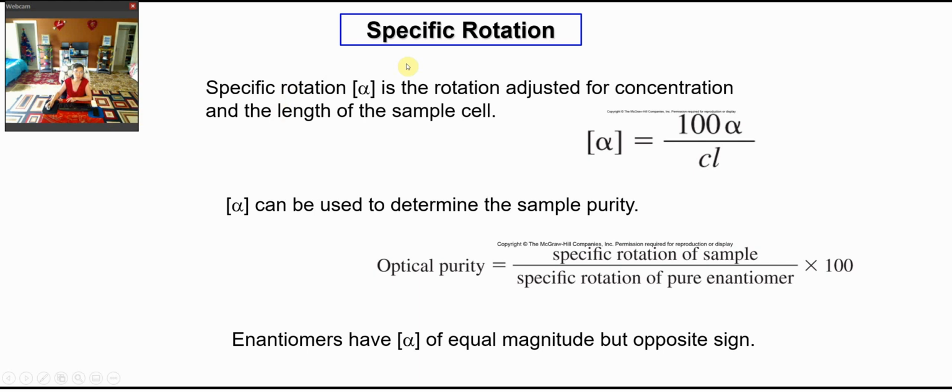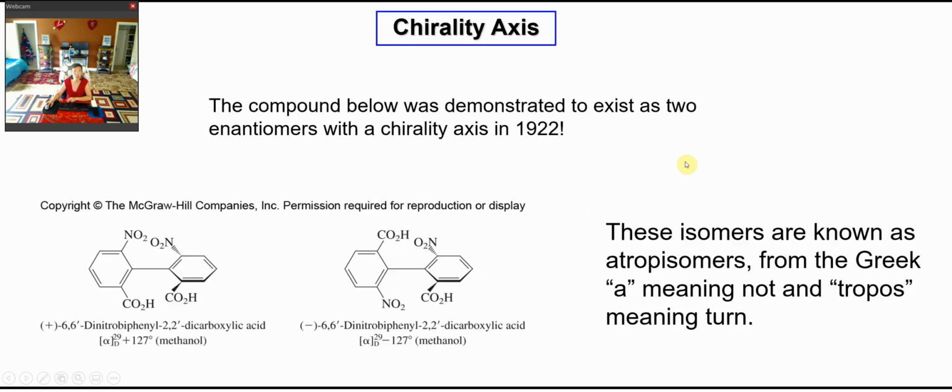And also about the specific rotation. The rotation can be adjusted by the concentration and the length of your sample cell. How do you determine the specific rotation? I listed an equation for you for future study.